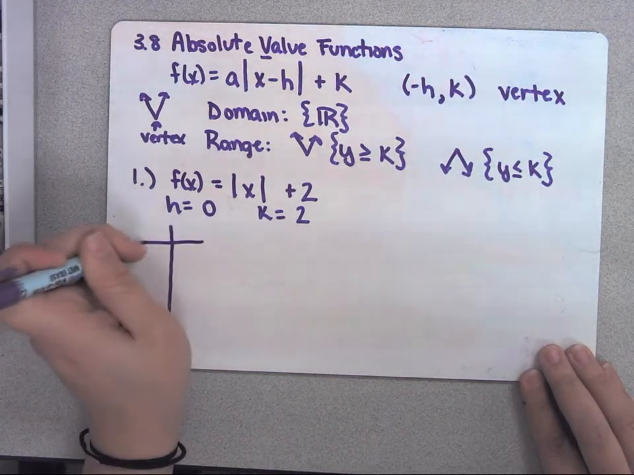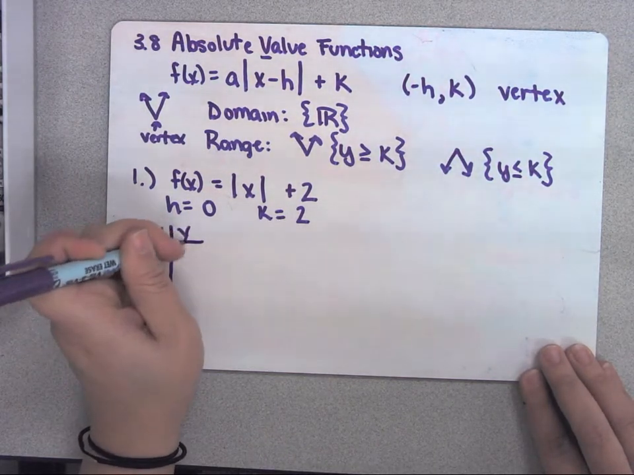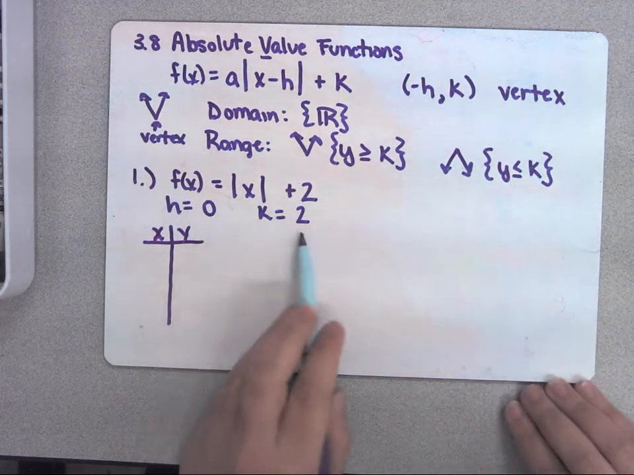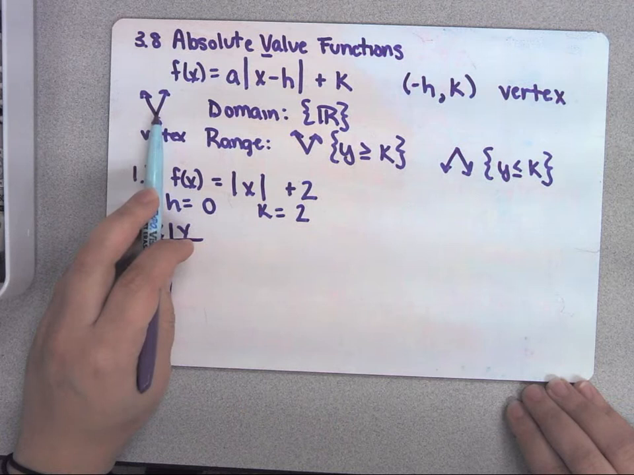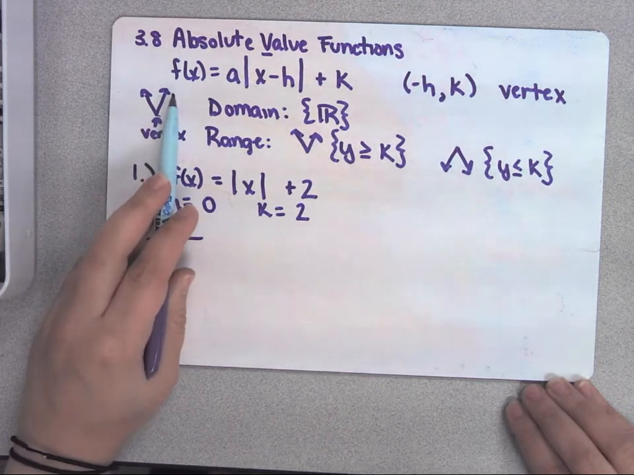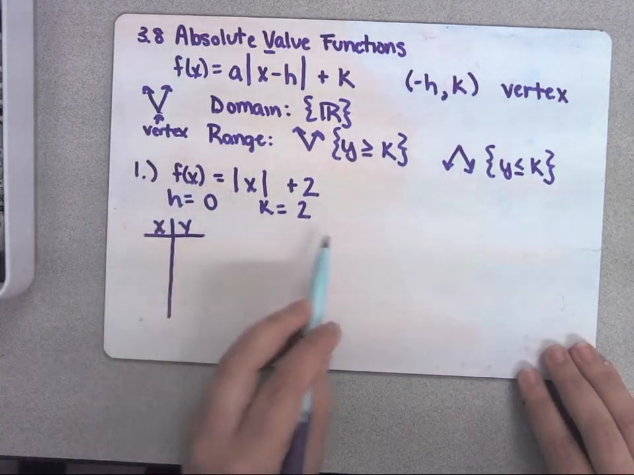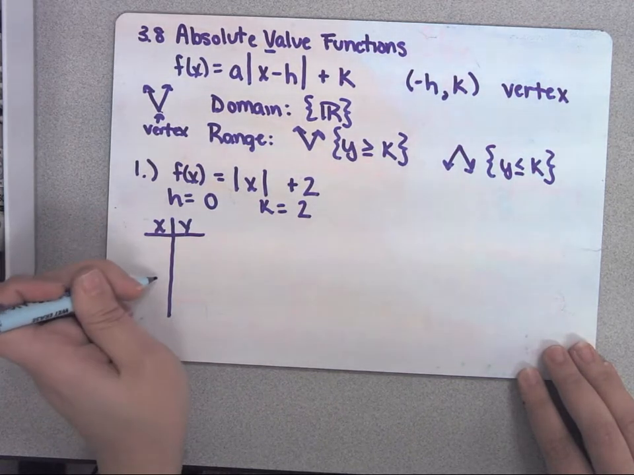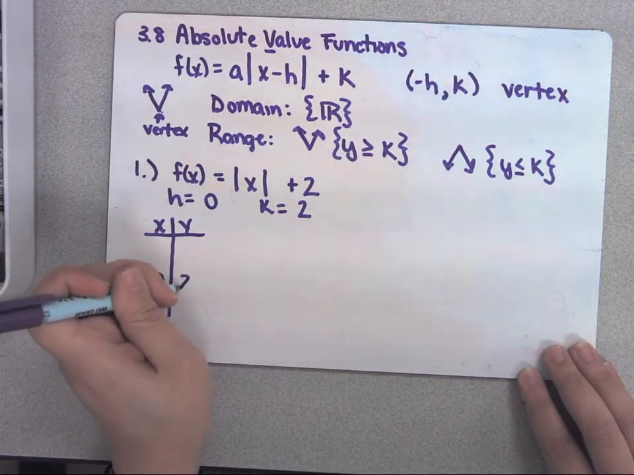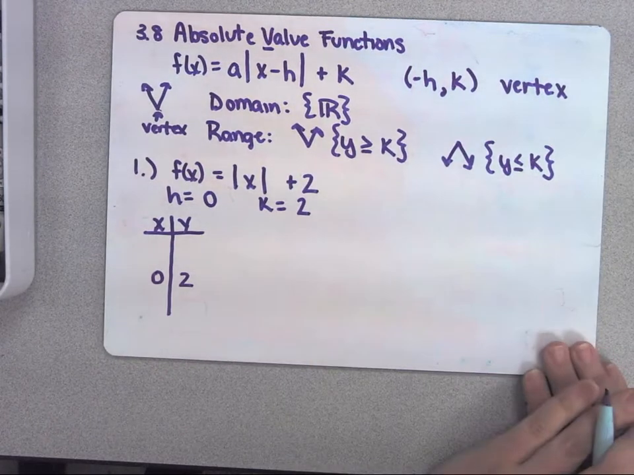Tables for all. Now, with an absolute value, since this is your V, your vertex, this is in the middle, isn't it? Because then you have some of it going to the left and some of it going to the right. So when you put your vertex in the middle, you're going to literally write it in the middle. Leave space above and below: 0, 2, like the ordered pair.